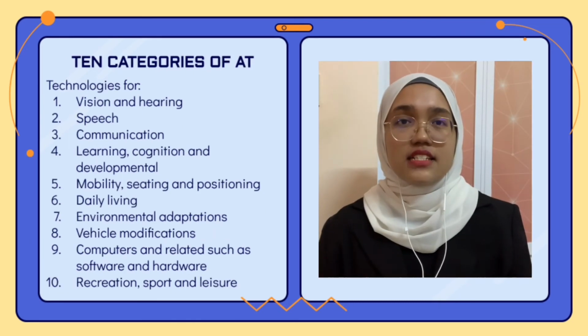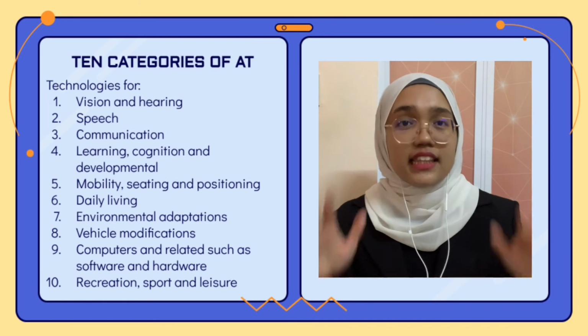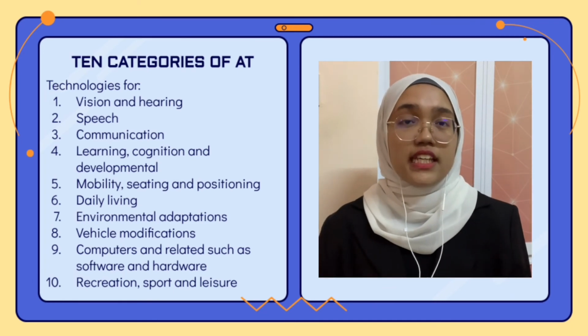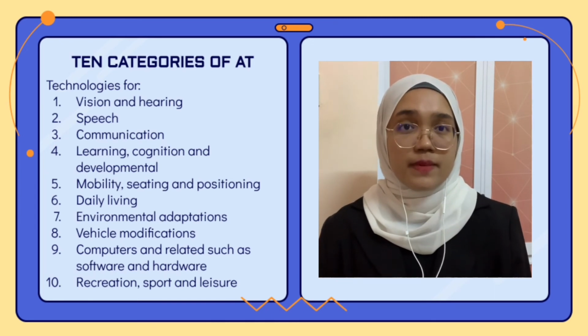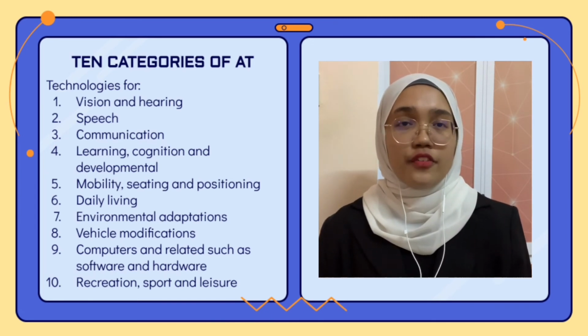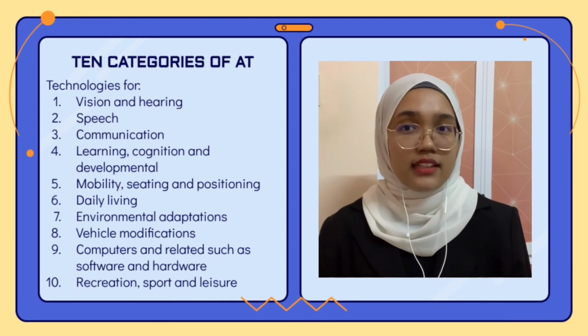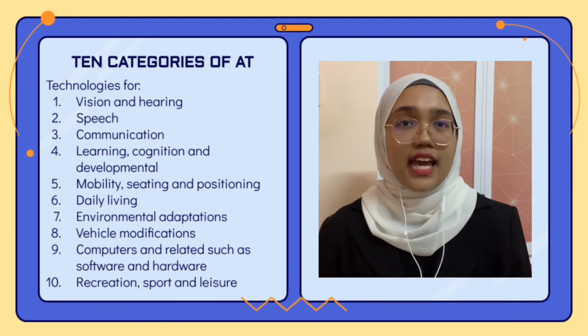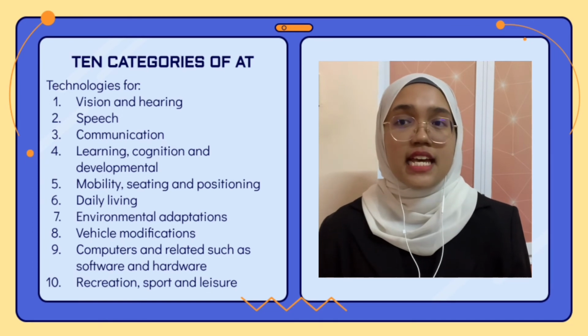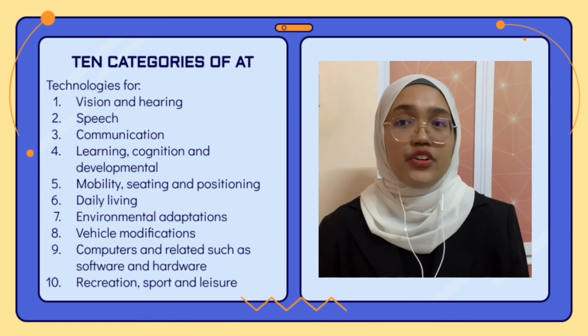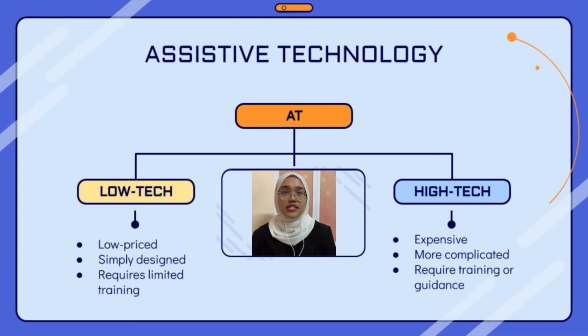According to the Kentucky Assistive Technology Service Network, there are 10 categories of assistive technology, and these include technologies for: 1. Vision and hearing, 2. Speech, 3. Communication, 4. Learning, cognition and developmental, 5. Mobility, sitting and positioning, 6. Daily living, 7. Environmental adaptations, 8. Vehicle modifications, 9. Computers and related, such as software and hardware, 10. Recreation, sport and leisure. Assistive technology ranges from low-tech to high-tech.